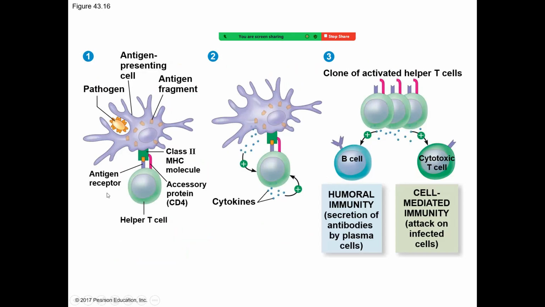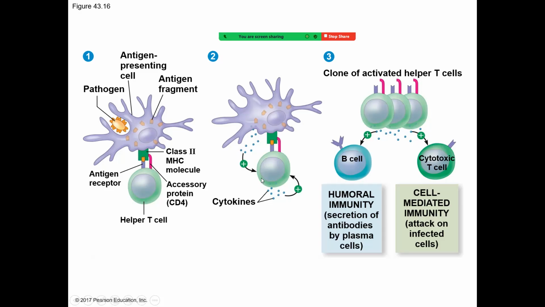So here's an example. You see you have your antigen presenting cell. Again, an example of this would be a macrophage. You have your pathogen that's being absorbed by the antigen presenting cell, the phagocyte, breaking down the pathogen into little pieces. In this case, the antigen fragment is going to be bound with the MHC molecule. This is a class 2 MHC molecule that's displayed by the antigen presenting cell. The antigen receptor on the helper T cell recognizes this antigen.